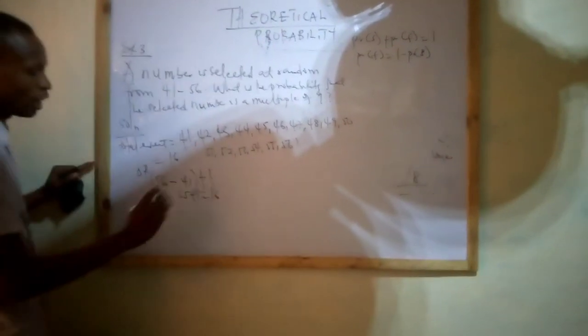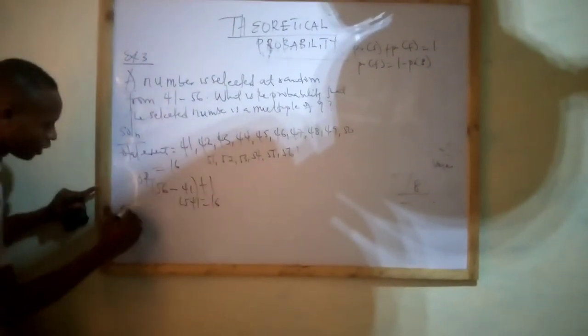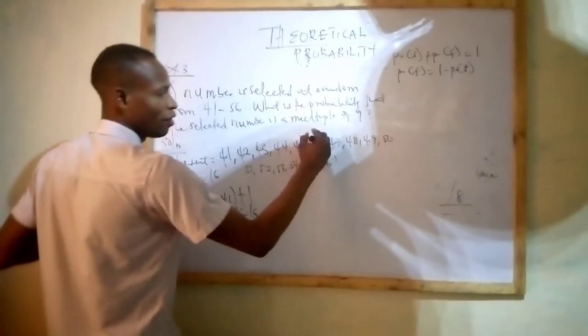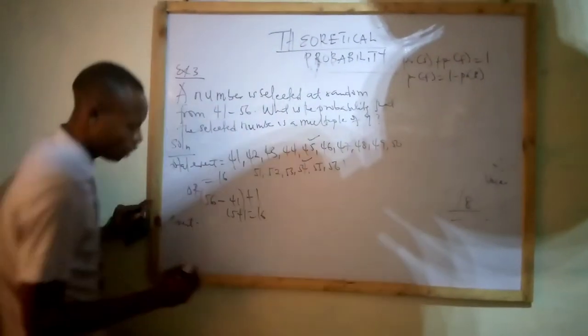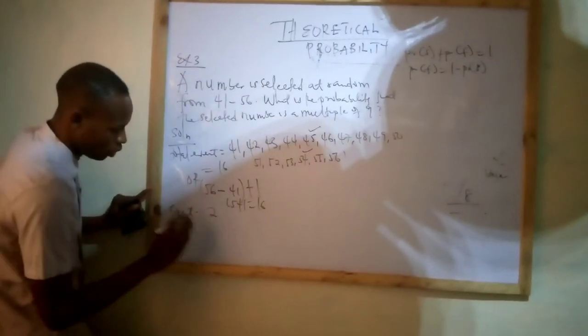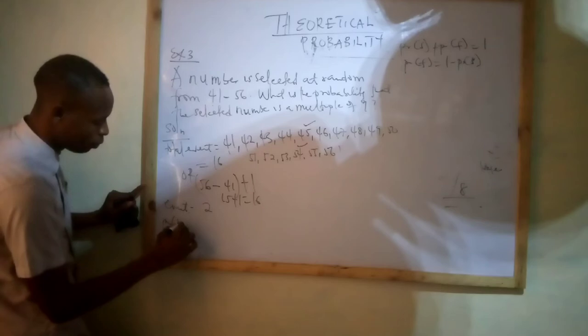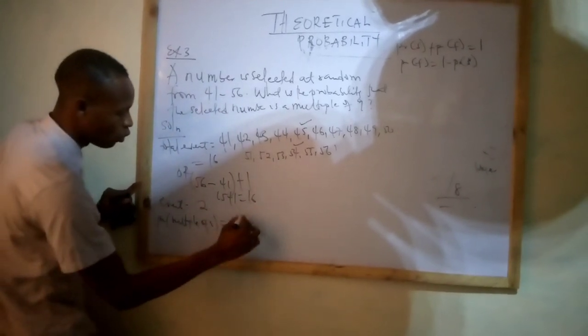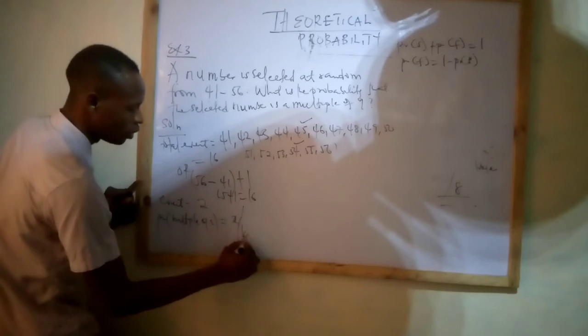Okay, now that's our total event. Now the event is simply multiple of 9. So what are the values that can go into 9? We have 45 and we have the what? 54. So that's simply what? 2. That's our event. So we now say probability of multiple of 9 is now going to be 2 over 16, and that is 2 here 1, 2 here 8, and the answer is 1 over 8.